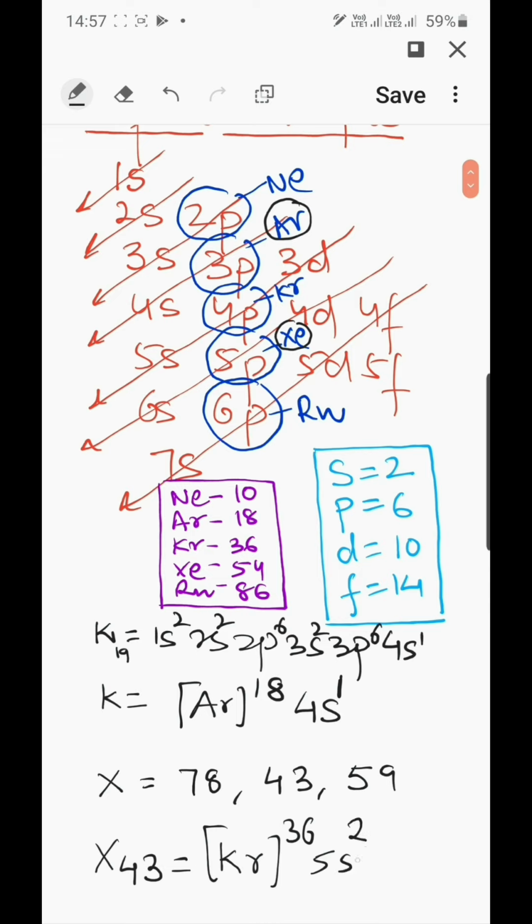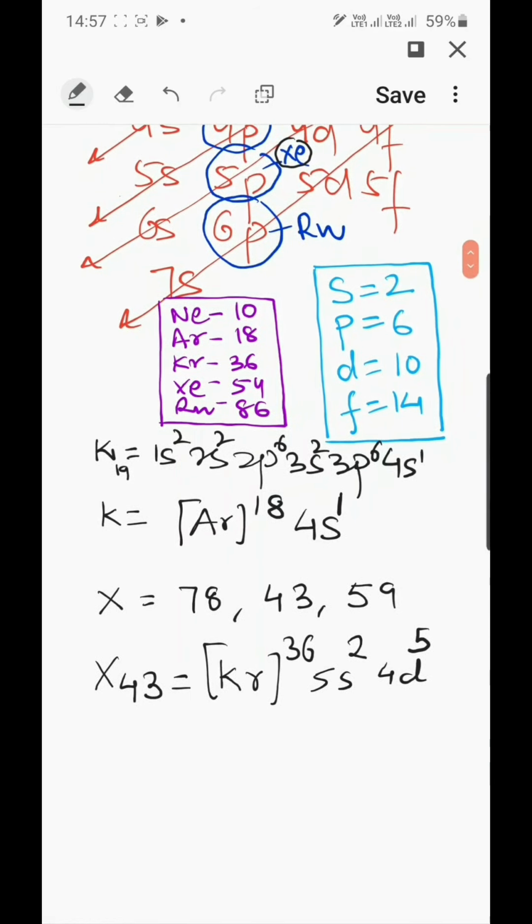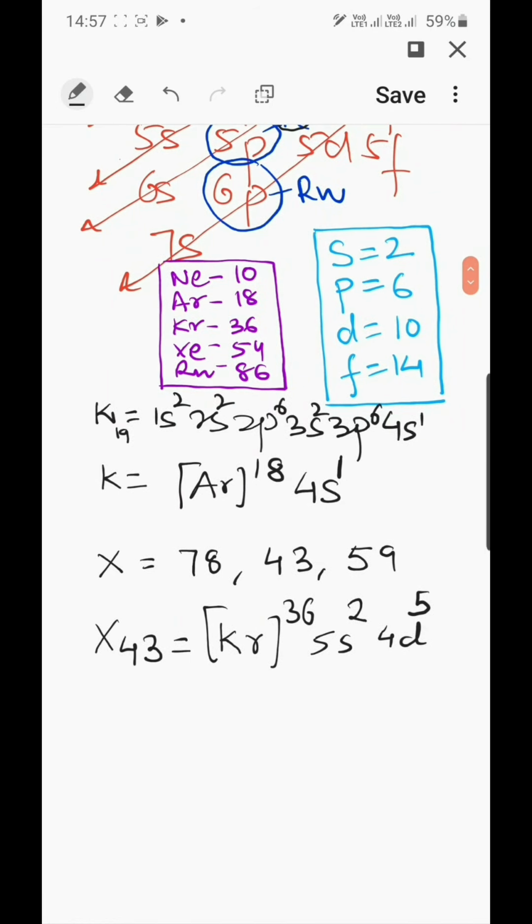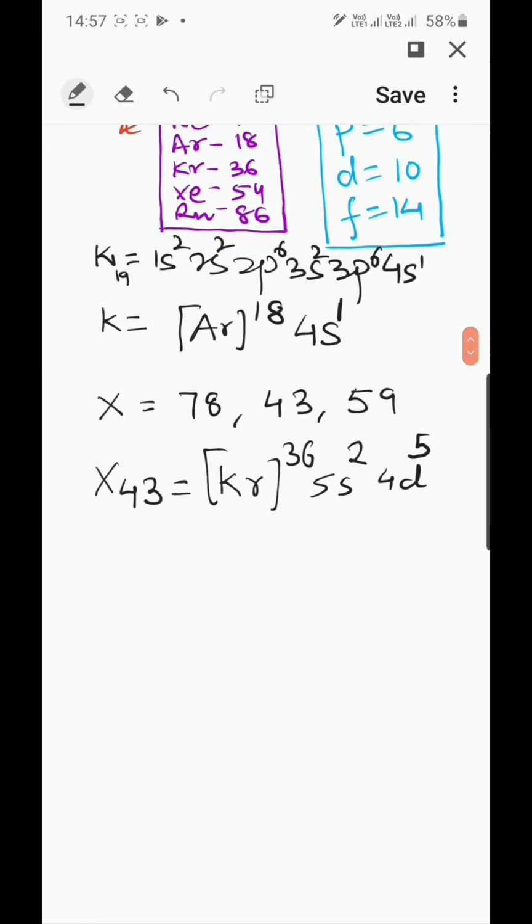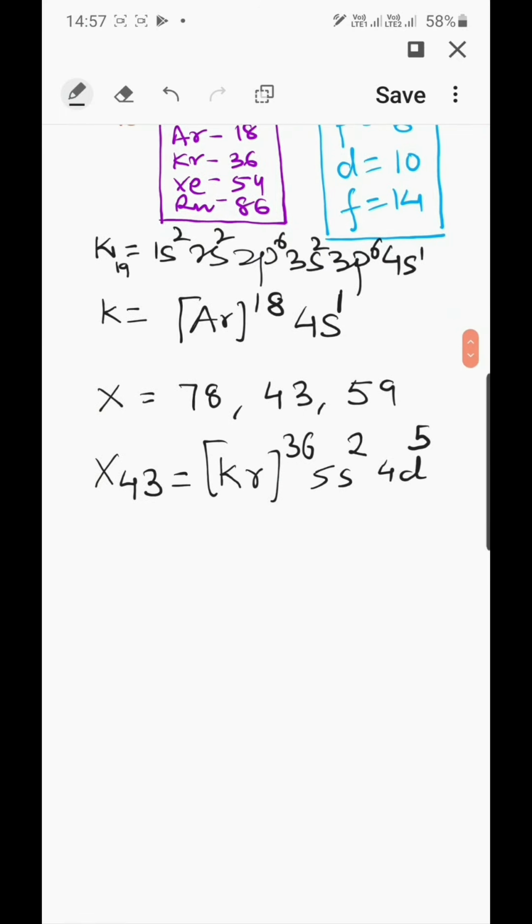S contains a maximum of 2 electrons. After 5s, it is 4d. So how many electrons were there? This is 36, 37, 38, and 5 electrons can be written in d orbitals. This is 4d. Actually, this is the procedure for writing the electronic configuration, but you have to rearrange this because the fourth shell always comes before the fifth shell. So after rearrangement, the exact electronic configuration becomes this. This is the electronic configuration of 43.